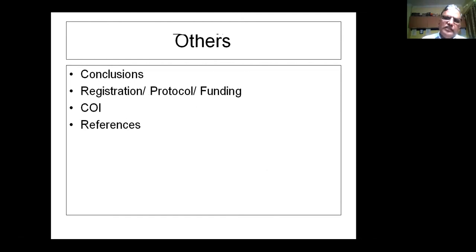Towards the end of the manuscript, you like to look at conclusions, and they should be appropriate to your results. Also talk about the registration with clinical trial registries, or if it is a systematic review, PROSPERO, and so forth, and whether the protocol was written and is available, who is funding the study, and whether there is any conflict of interest. The references should be updated according to the requirements. Suppose you are asked to write only 10 references, and if you put 20 references, that also becomes a problem.